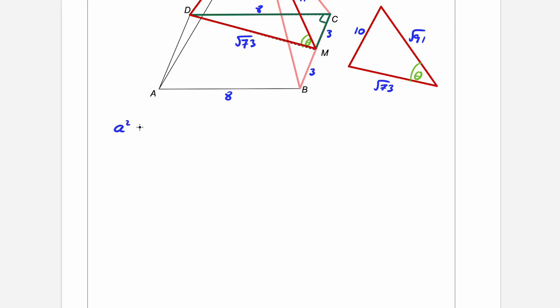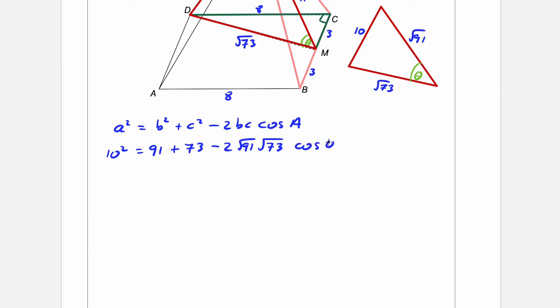A squared equals b squared plus c squared minus 2bc cos a. So my a is going to be my 10, so that's 10 squared equals b squared, this is b and c, but a square root squared, we'll just get rid of the square root, so that's 91 plus 73, same reason, minus 2 times this, which is root 91 times root 73 times cos theta.